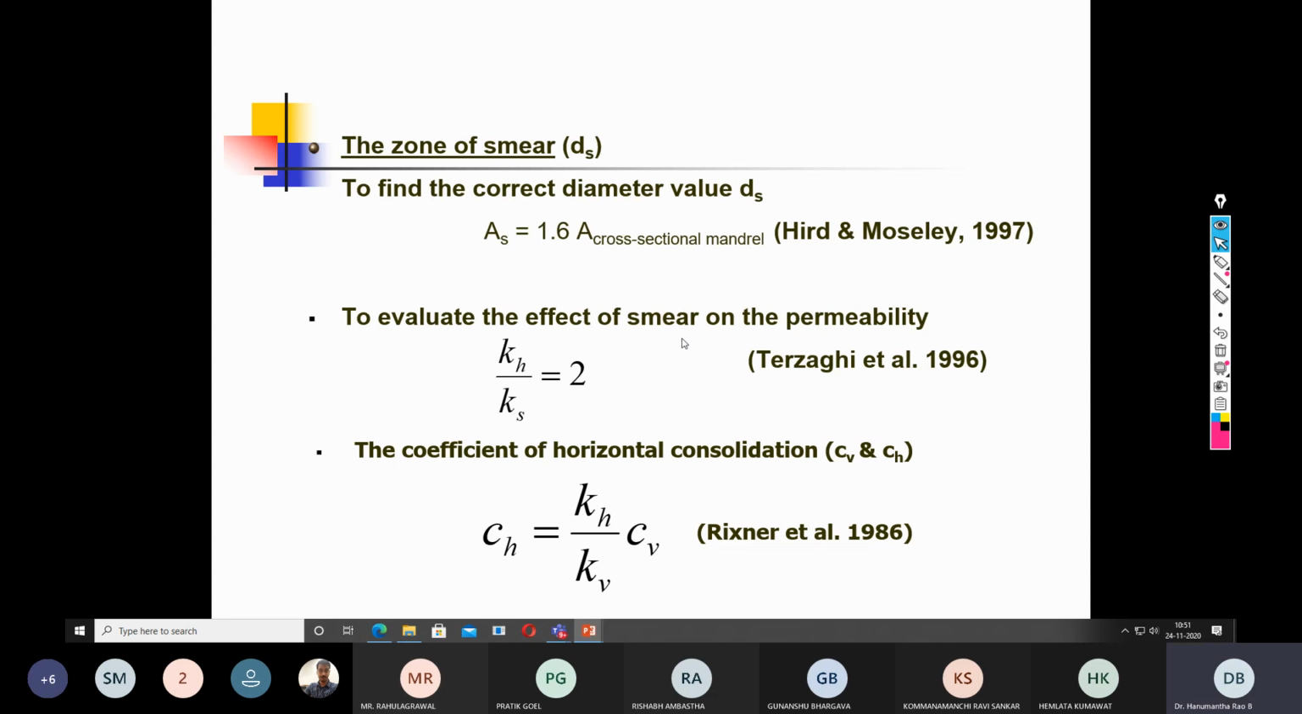Then some more information about how to pick the values of the area of the smear zone. AS is equal to 1.6 times the cross-sectional area of the mandrel. Somebody has tried to determine this. Then the ratio of the horizontal permeability to the permeability of the smear zone is approximately 2 as per Terzaghi. Then the coefficient of horizontal consolidation. We can also correlate CH with CV in the form of the permeability.